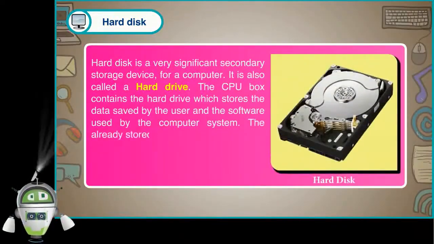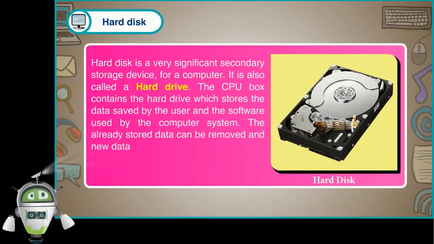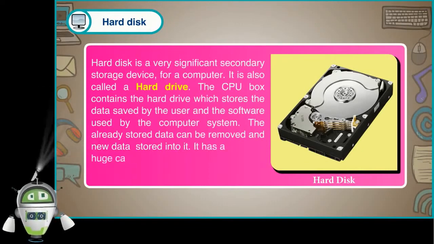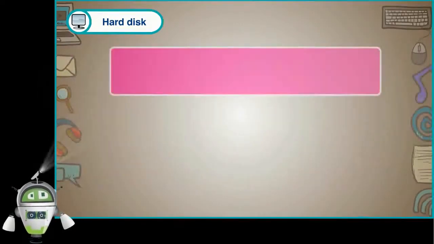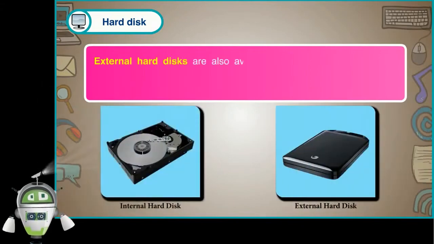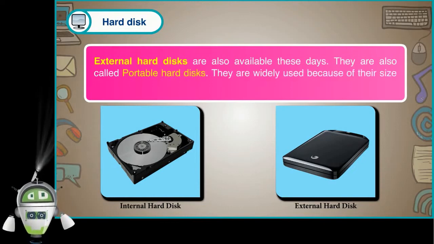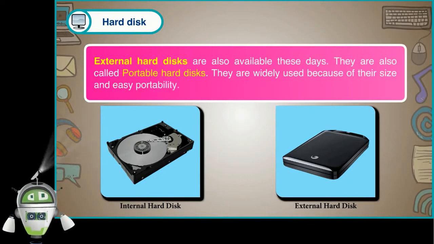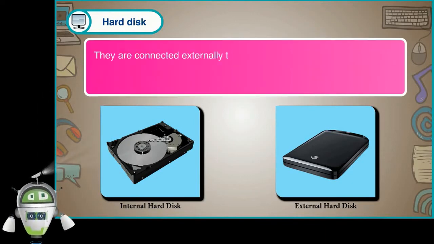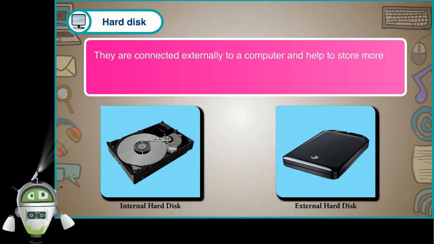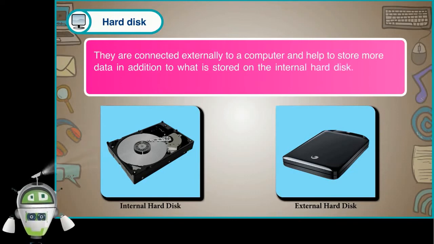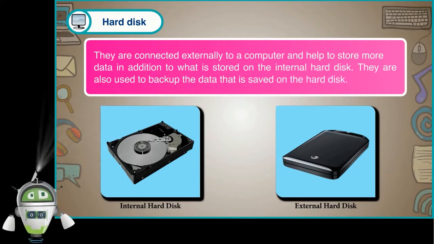The already stored data can be removed and new data stored into it. It has a huge capacity for storing data. External hard disks are also available these days. They are also called portable hard disks. They are widely used because of their size and easy portability. They are connected externally to a computer and help to store more data in addition to what is stored on the internal hard disk. They are also used to back up the data that is saved on the hard disk.